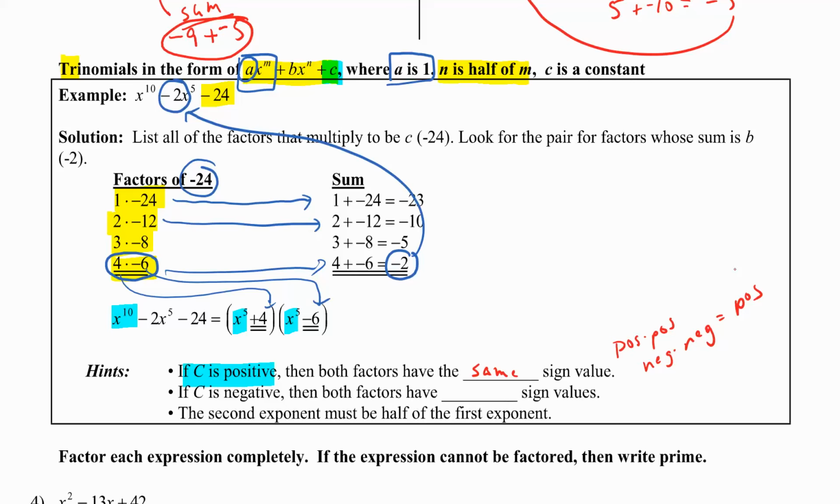That also equals a positive. If c is negative, then the two factors have to be different, so one's positive and one's negative. That's like our example up there. That c value, the constant, was negative, and so you'll notice that of our factors, one has to be positive and one has to be negative. Again, the second exponent must be half of the first exponent.